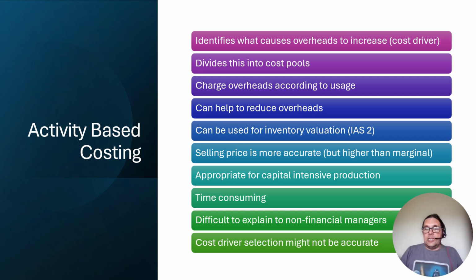Also, the cost driver selection itself might not be accurate. It's arbitrary, it's random. Really, for this to be completely accurate, you need to have as many cost drivers as possible. You'd have loads and loads of cost drivers because you'd break down into the minute detail why the different overheads are changing. That takes time, but it will be more accurate. Is it really worth it? So it would need to be a business on the scale that would make it worth it.